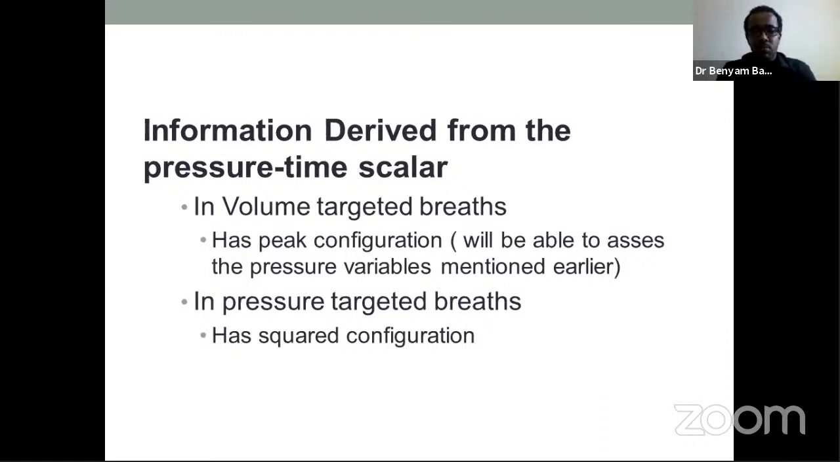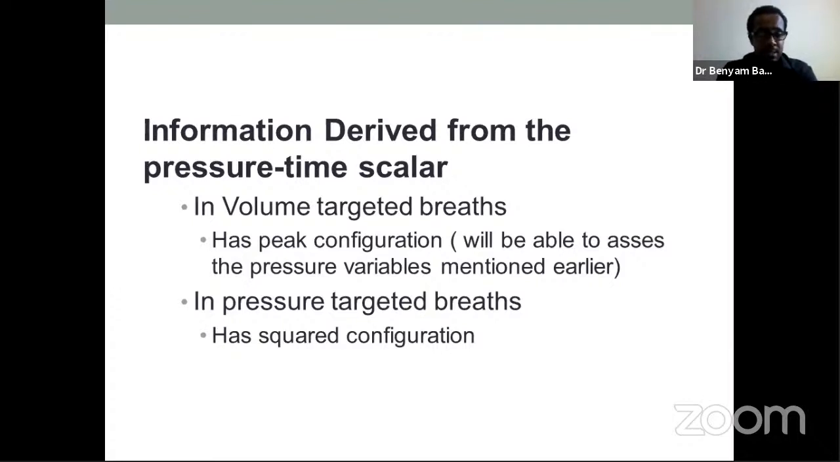If you are giving a volume-targeted breath, it usually has a peaked configuration, so we'll be able to assess the pressure variables that I mentioned earlier. That could be peak inspiratory pressure, plateau pressure, or mean airway pressure, and compliance can be assessed in the volume-targeted breath. Because as in our last discussion, the volume is what we set in volume-targeted breaths, but the pressure is variable.